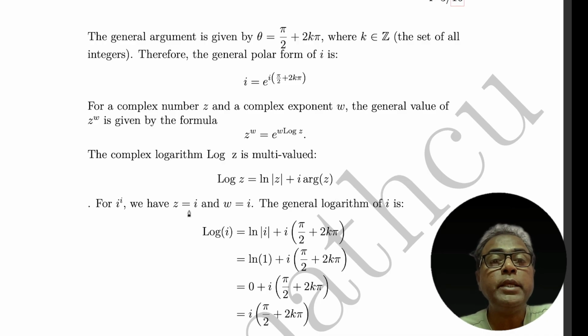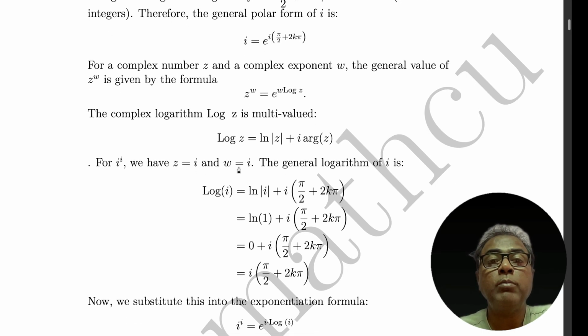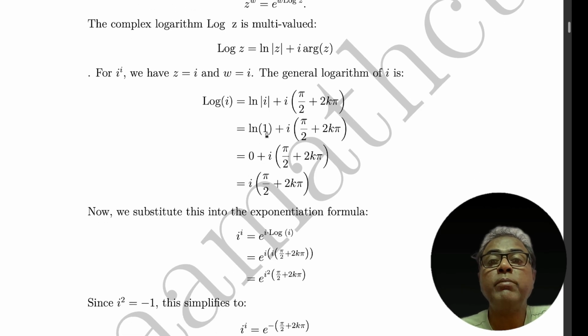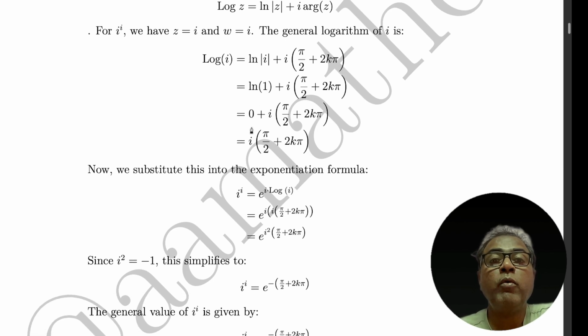So for i to the power i, we have z equal to i, w equal to i. The general logarithm of i is Log i, which is equal to ln modulus of i plus i bracket pi by 2 plus twice k pi. Modulus i is 1, k belongs to capital Z, any integer, and log 1 is 0, so we get this.